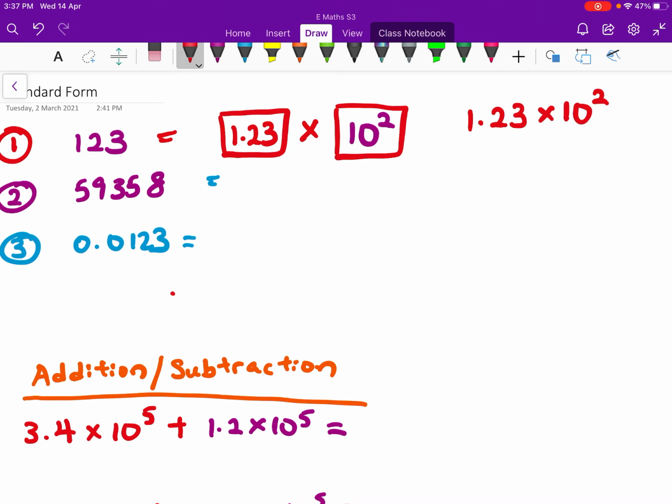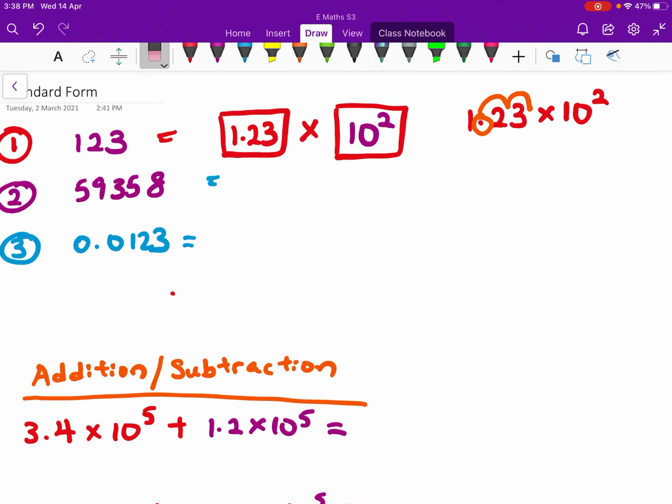So when I multiply by 10 to the power of 2, what does this do to the decimal point right here? Since 10 to the power of 2 is positive, it will move 2 places. So 1, 2. After moving 2 places, of course it will stop. So it's equal to 123. Of course, you can put 123.0 also. It's consistent with our original number of 123.